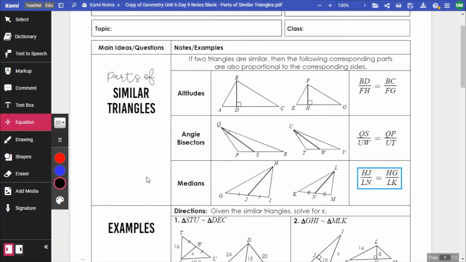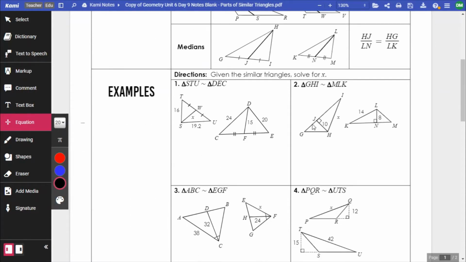So these proportions hold, and part of the reason, just to look into it, is if we look at the smaller triangles here, we've got triangle ABC and EFG are similar to each other. Well, that also means that triangle BDC and FHG, the smaller triangles inside the triangle, are also going to be similar to each other. So that's why these proportions hold up.